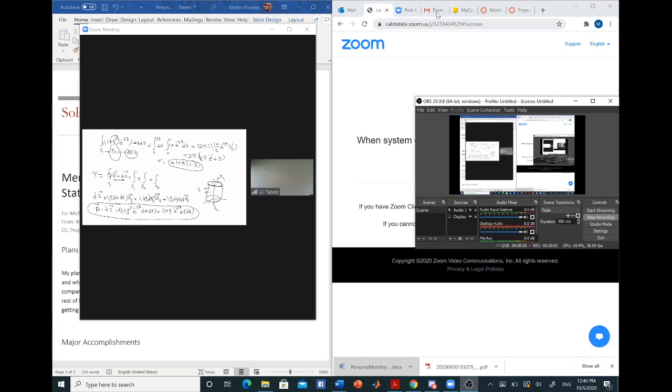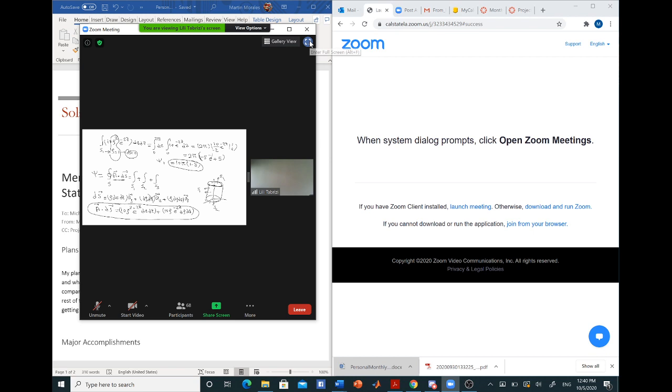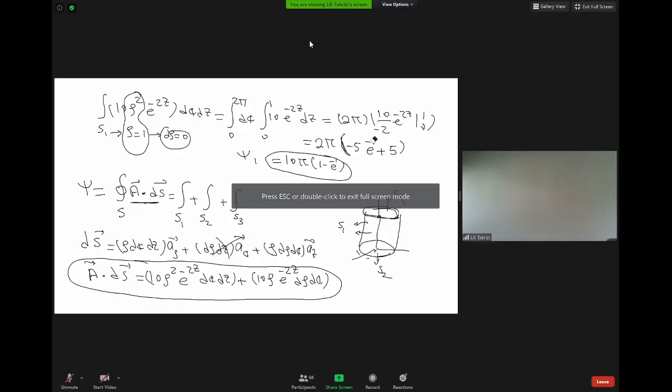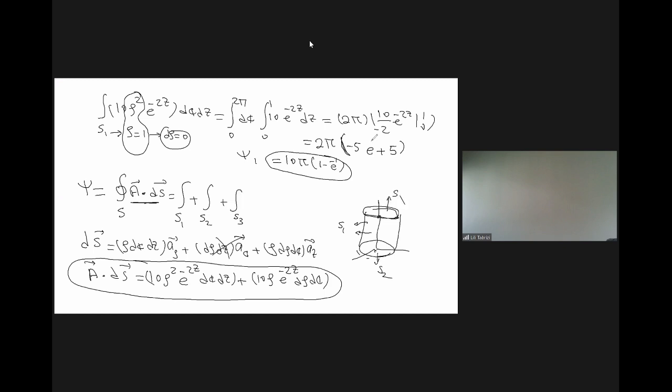0 to 1. Upper limit z equal 1. Oh, sorry, 2. I understand. You're right. My mistake. It's e to the minus 2. Yeah, you're right. Then it's e to the minus 2.